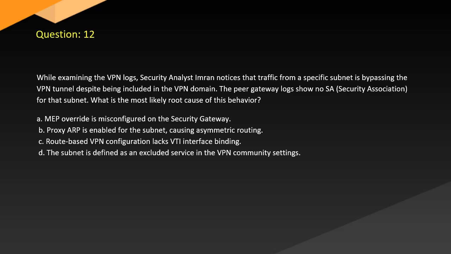A. MEP override is misconfigured on the security gateway. B. Proxy ARP is enabled for the subnet, causing asymmetric routing. C. Route-based VPN configuration lacks VTI interface binding. D. The subnet is defined as an excluded service in the VPN community settings.